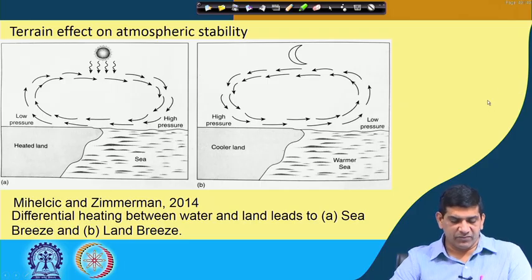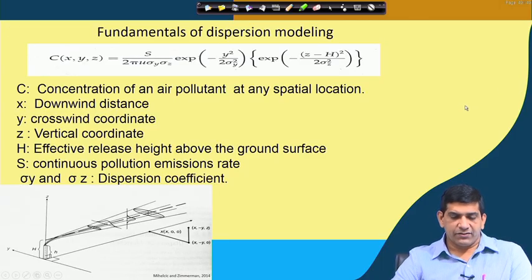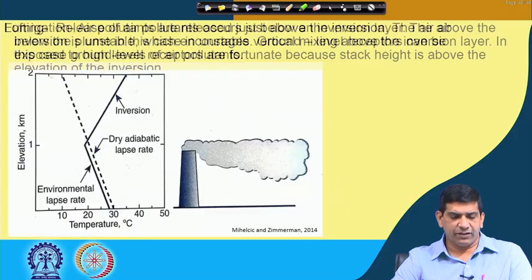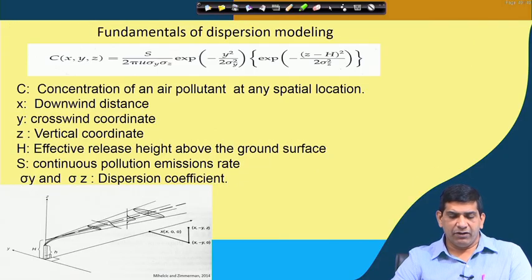So, that is your sea breeze and the land breeze concept. So, based on these different plume behaviors, coning, fanning, lofting, all these different fumigation, we can explain them using these mathematical formulations, which is the fundamentals of dispersion modeling.